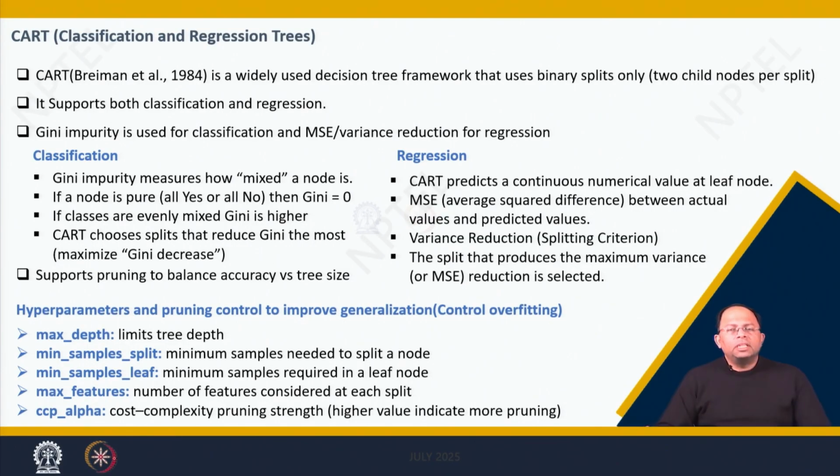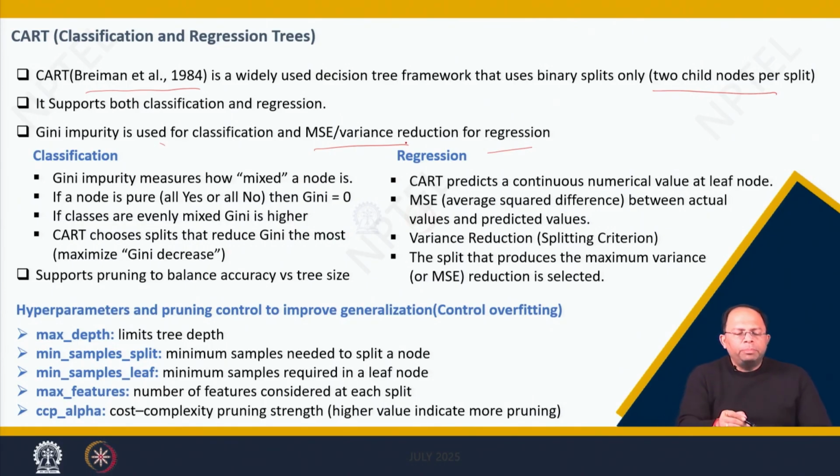So, CART is one of the algorithms using which decision trees are built, and it's one of the most widely used decision tree frameworks. It was proposed by Breiman et al. in 1984, and this is where we have binary splits only. That is, we can only have two child nodes per split. So that's different from other algorithms. It supports both classification and regression. For classification we use Gini impurity, and for regression we use MSE or variance reduction as the way to decide which features should be selected.